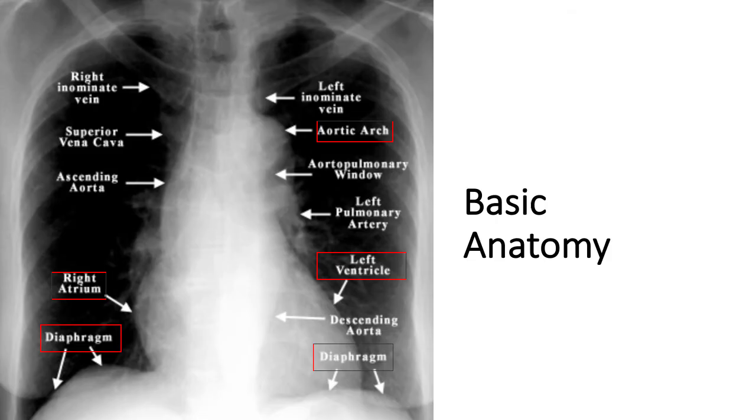I just want to point out the basic anatomic structures that are helpful at a medical student level. Primarily, I want you to take note of the aortic arch, diaphragms, and left ventricle and right atrium, which form the right and left heart borders, which will become important as we go over some examples of classic pathologies. You'll also notice the right diaphragm is usually slightly more elevated than the left diaphragm because of the location of the liver just beneath.